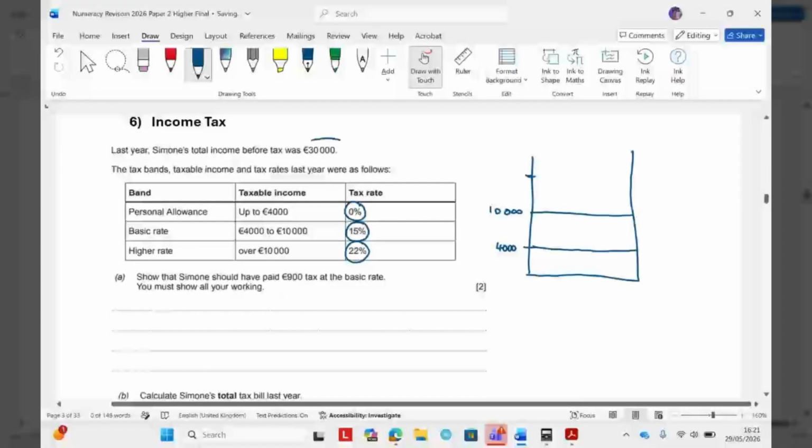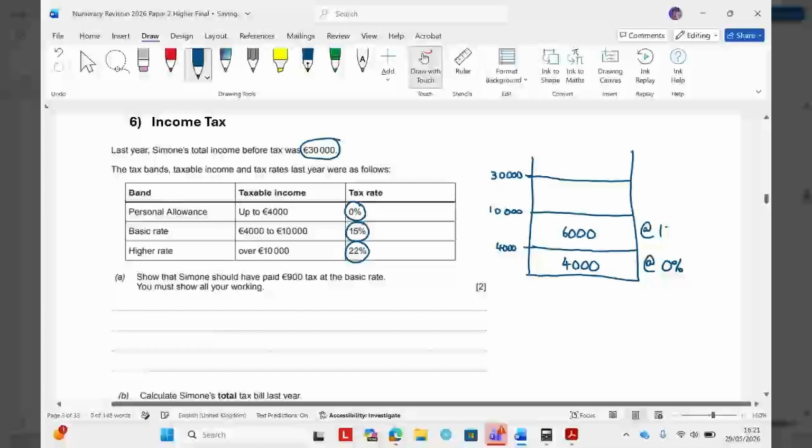So we're talking about this person here who earns much more than 10,000. She earns 30,000 euros. Okay, let's take a little look at how much is in each section of this 30 grand. So of her 30,000 euro earnings, 4,000 of it is in there, being taxed at 0%. From 4 up to 10, in other words 6,000 of her euros is in there, being taxed at 15%. And from 10 up to 30, so 20,000 of her euros is in there, and that's being taxed at 22%.